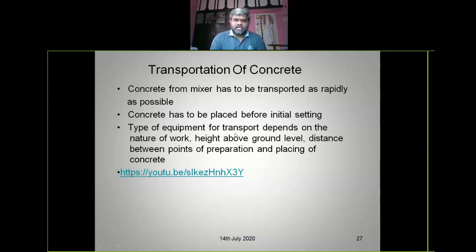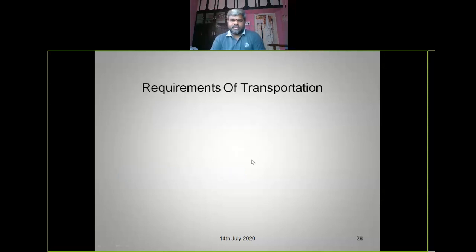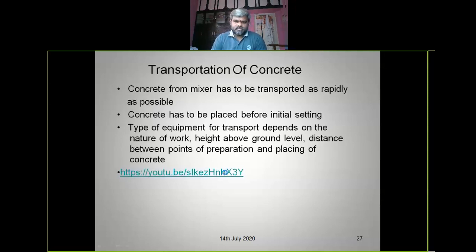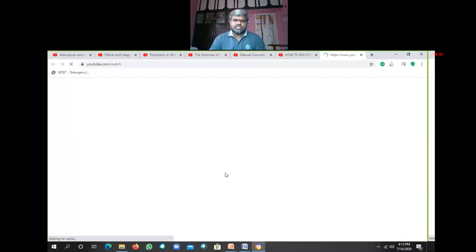The type of equipment for transportation depends on the nature of the work, height above the ground level, and distance between the points of preparation and placing of the concrete. Let us see a small video on this.